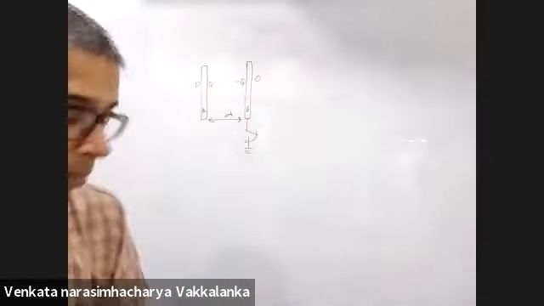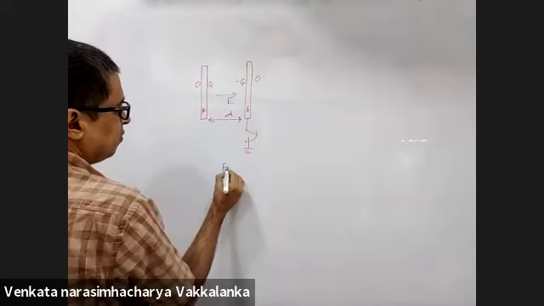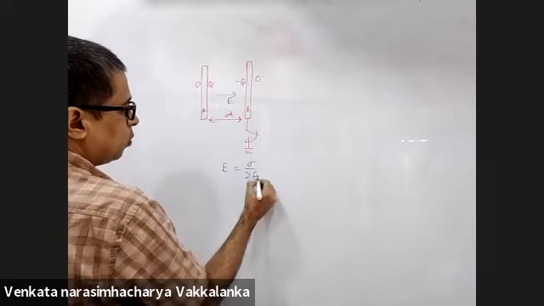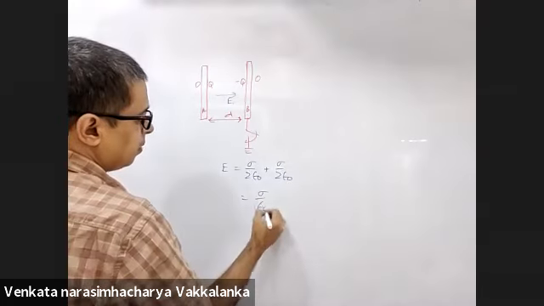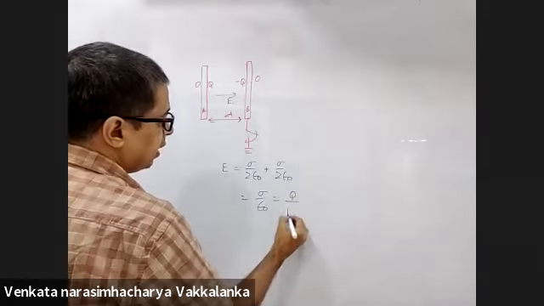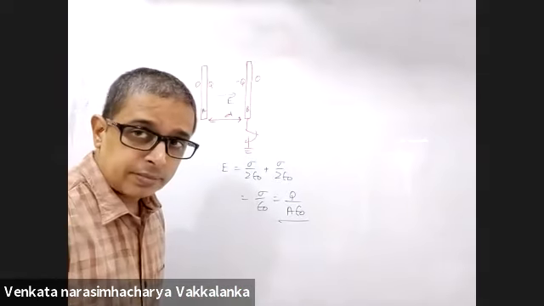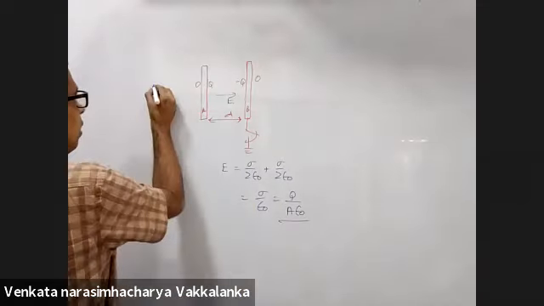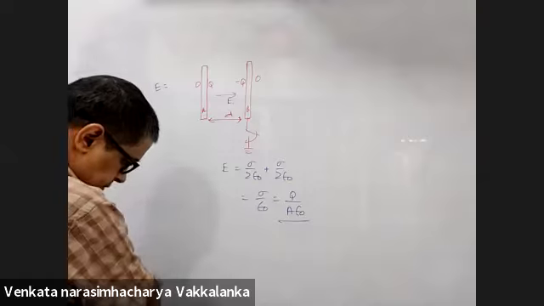Come to the most important thing here. But ध्यान से सुनिए. What did you tell me was the field here? The field was, because of this and this, sigma by 2 epsilon naught plus sigma by 2 epsilon naught, sigma by epsilon naught, q by A epsilon naught. This is the field here. All of you listen carefully. What is the field here? 0.